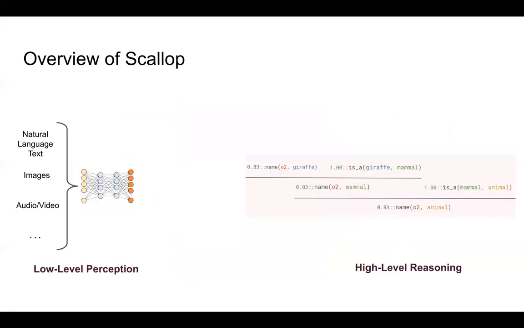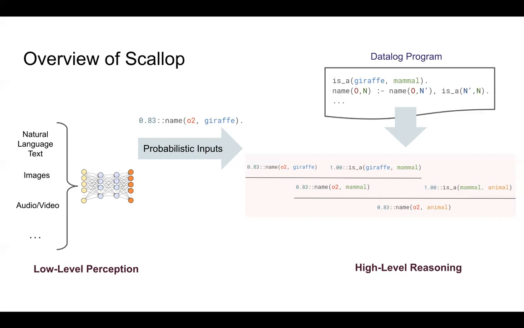So here's an overview of the system we have built. Remember that we're trying to solve tasks that involve low-level perception from sources of data, such as images, audio and video, natural language text, that goes through deep neural nets for vision or natural language processing. On the other hand, we want to do high-level reasoning. So we can take the neural outputs and they become the input facts with probabilities for our reasoning component.